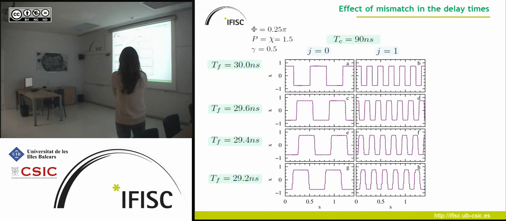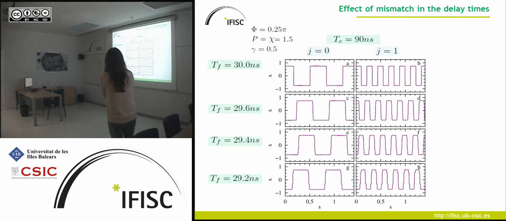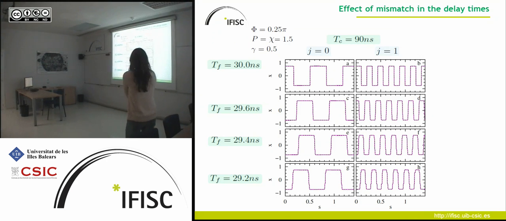Here, what we have done is to fix one of the delays, in particular TC, to 90 nanoseconds, and to vary the other delay. J is the index of the harmonic. Here we have the fundamental solution, and here the first harmonic solution for different values of the set feedback time.